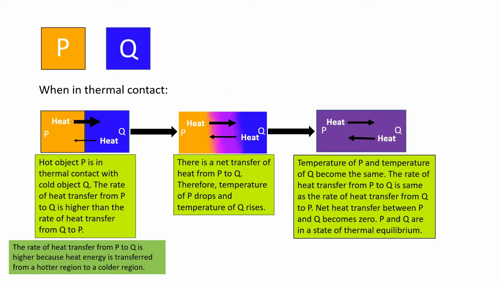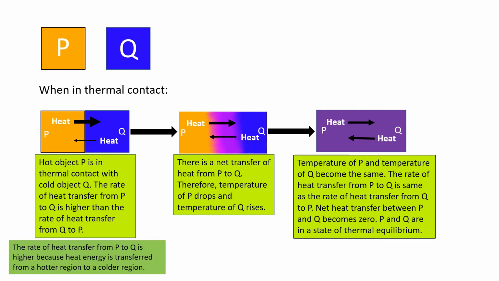The diagram below shows a hot object P and a cold object Q. Hot object P is in thermal contact with cold object Q. The rate of heat transfer from P to Q is higher than the rate of heat transfer from Q to P. Now, let's do a quick revision.